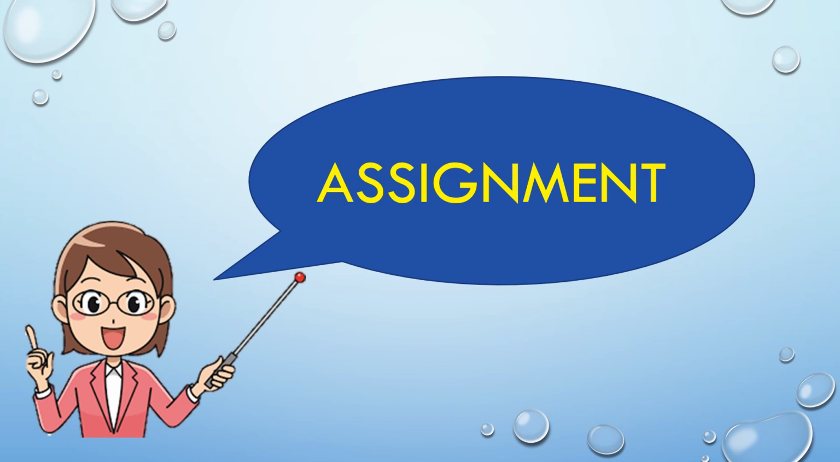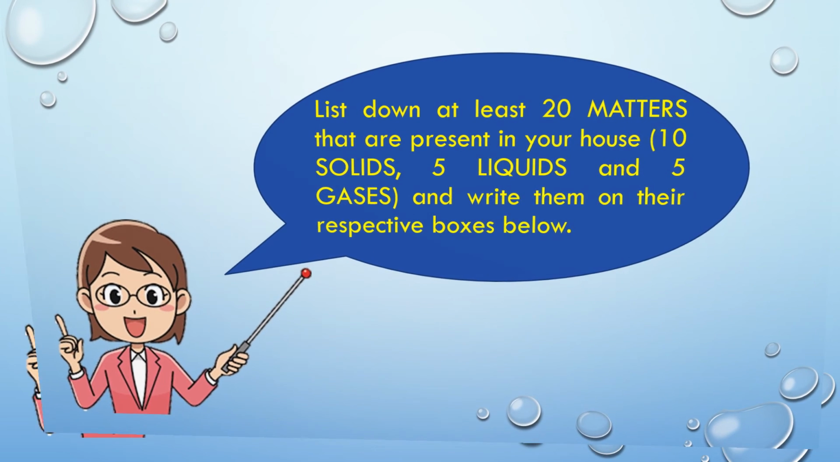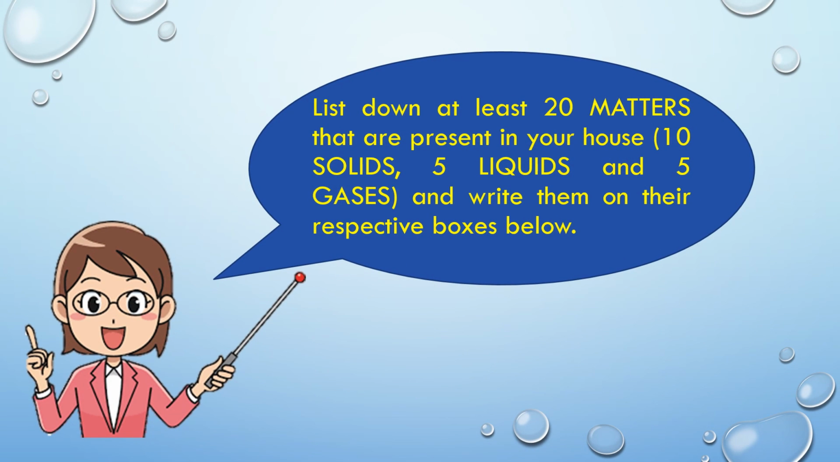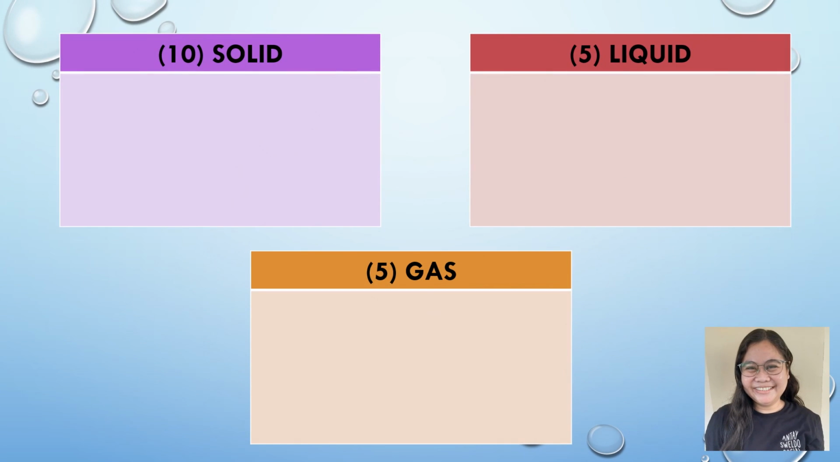For your assignment, you are going to list down at least 20 matters that are present in your house. 10 solids, 5 liquids, and 5 gases. And you are going to write them on their respective boxes below. Again, you are going to list down 10 solid, 5 liquid, and 5 gas.